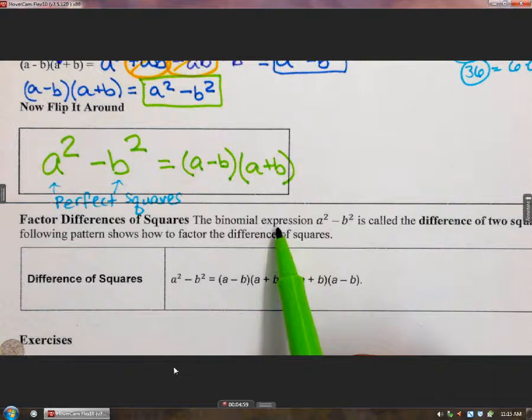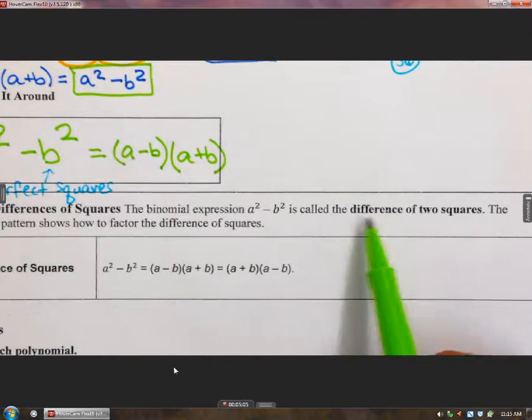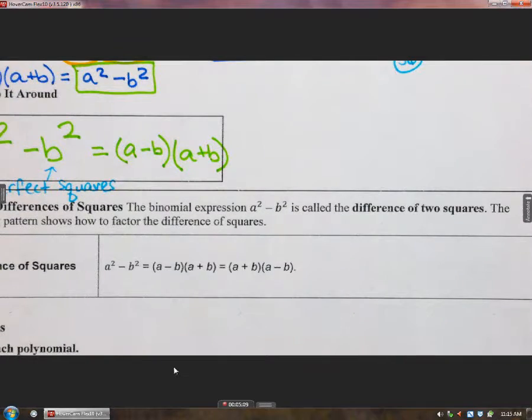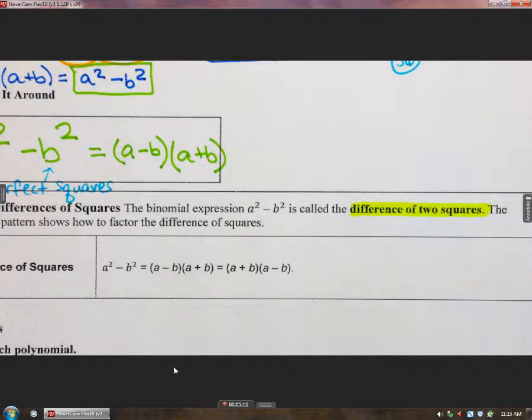Expression means that there's not an equal sign, so you have two numbers, binomial. It's called the difference of two squares. Okay, we've already talked about that. Cool. I'm going to highlight it though because that's an important vocab word, difference of two squares.